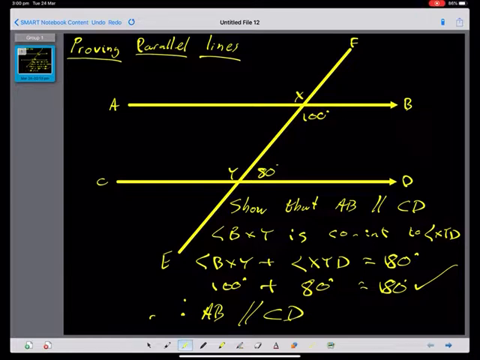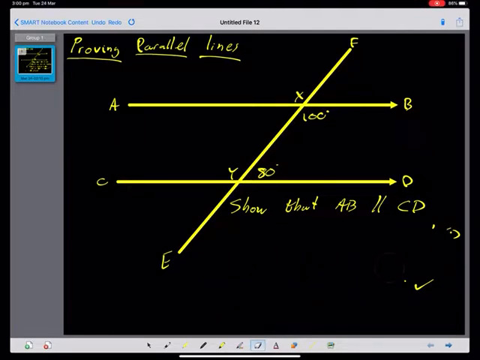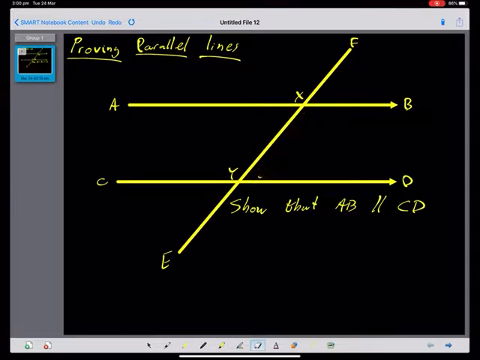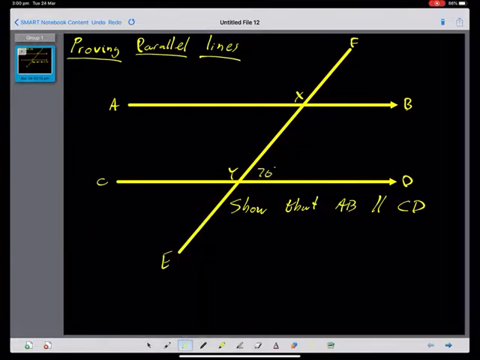I would like you to show that AB is parallel to CD, and I'm going to put some information on the lines. I'd like you to show from this information that these two lines are parallel. So 70 degrees, and show. We could also write prove there that AB is parallel to CD.